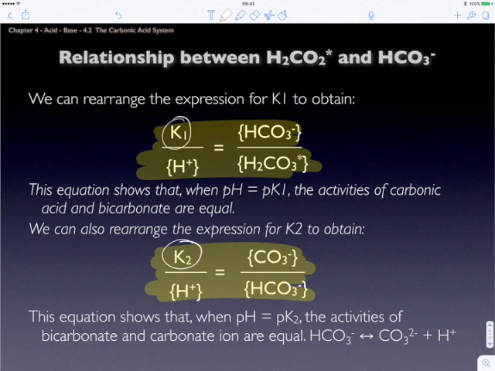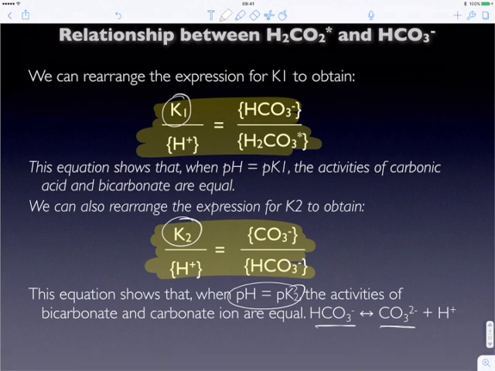This equation shows that, of course, if the pH equals pK1, and when I'm saying pK1 here, I'm simplifying, it is pKa1, because you can have pKb, you understand that. You can have the same calculation for the base. We're focusing on acid right now. So pK1 equals pKa1 here, and the activity of carbonic acid and bicarbonate are equal. And the same here, for pH equal to pKa2, the activity of bicarbonate equals the activity of carbonate.